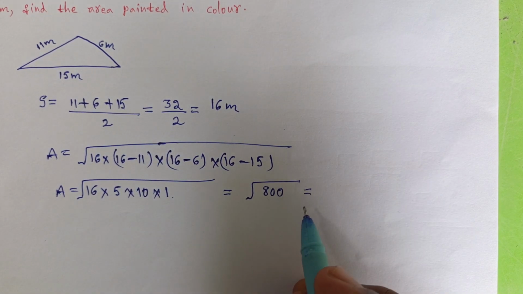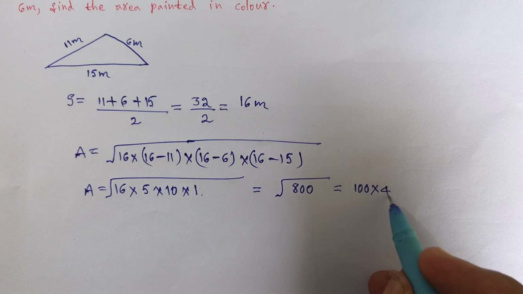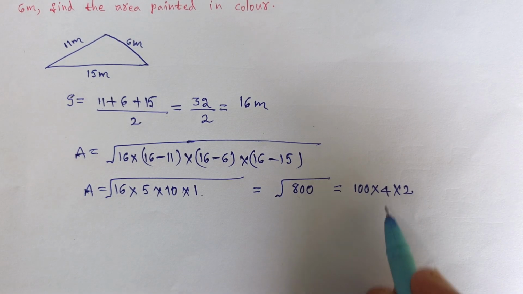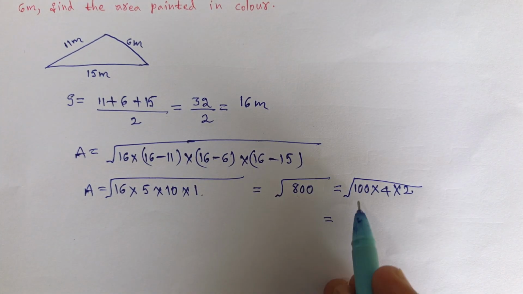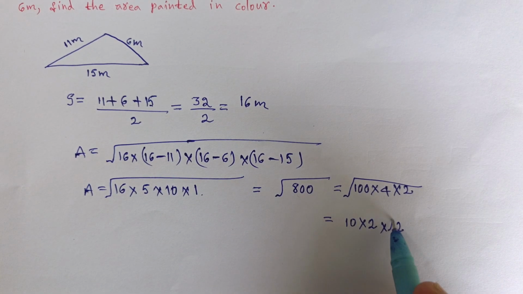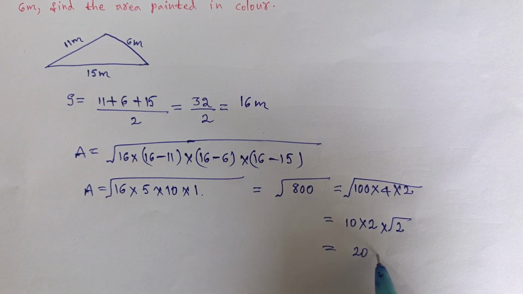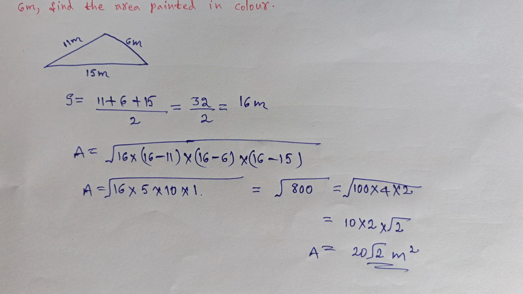So we can write this one as 100 into 4 into 2. 100 4 is 400, 400 into 2 is 800. Now you can take root 100 equal to 10, into root 4 equal to 2, root 2 as it is we can take. So 10 2 is 20. So 20 root 2 meter square. This is the area of the side wall of the park.